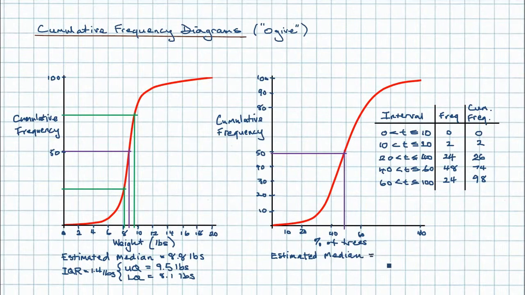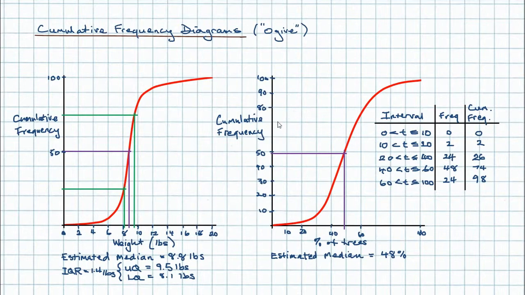Where it intersects, draw down carefully. So now we read off where it intersects with the horizontal axis here. And this is just under 50, so I'm going to say that's 48. So our estimated median, rather, is 48, and it's measured in percentages, so 48%. So halfway through our data set, we have 48% apples on our trees.